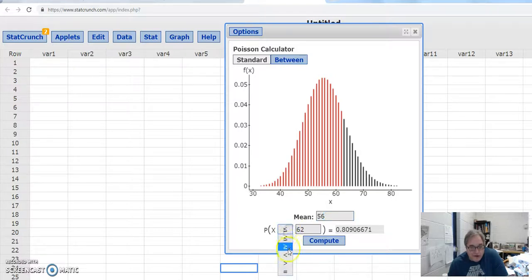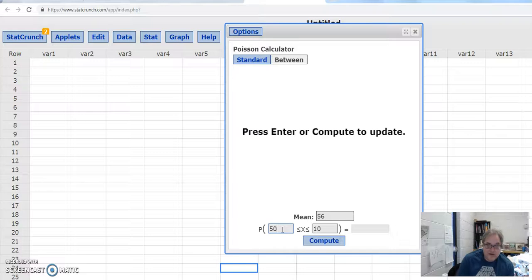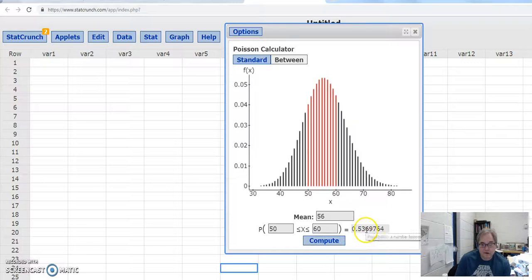Exactly or less than. I could go greater than. Probability of at least 62. So I could say 62 or more calls. That's around 23%. Or I could do something like this, between. And this also works on the binomial. Say I average 56 calls. What's the probability I get between 50 and 60 calls? Well, around 54%. So then you can start making decisions of, well, how many operators do I need at this call center? Do I have enough capacity to handle that many calls? Situation like that.